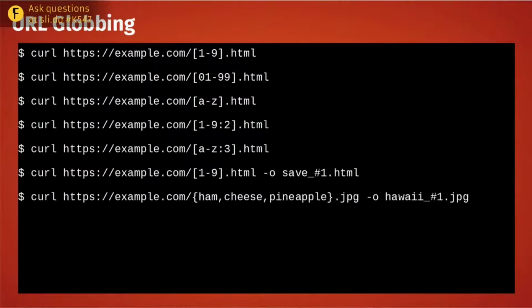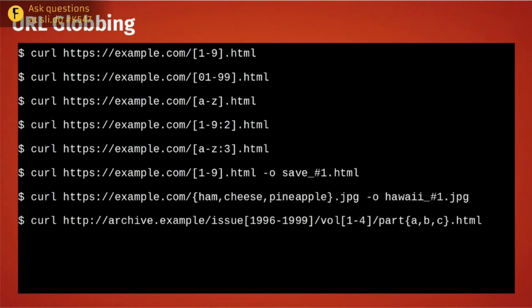And you can also do comma-separated strings like this. It'll get these different ham, cheese, and pineapple images and save them as JPEGs like this. And of course, you can combine everything in one command line if you want to. You can ask for both ranges of different kinds and comma-separated lists, and you could, of course, save that in different output files too. So it could end up in a really large amount of transfers if you want to.